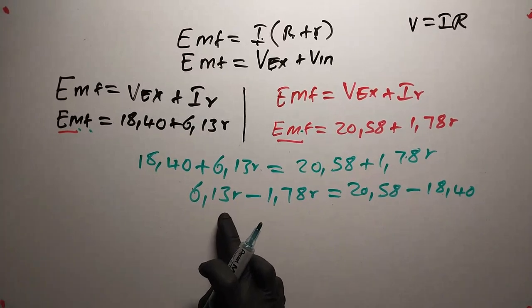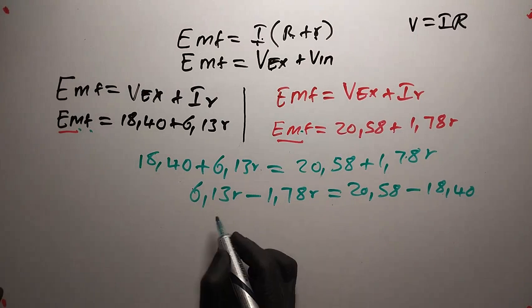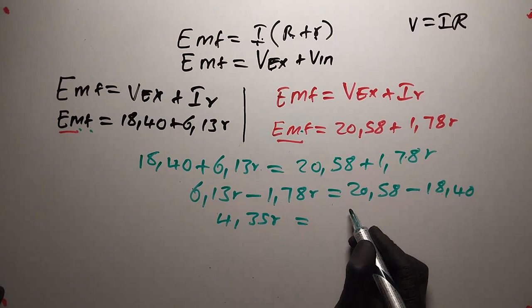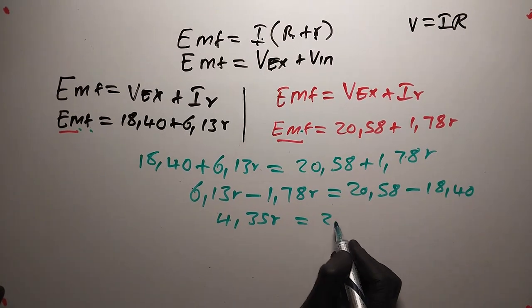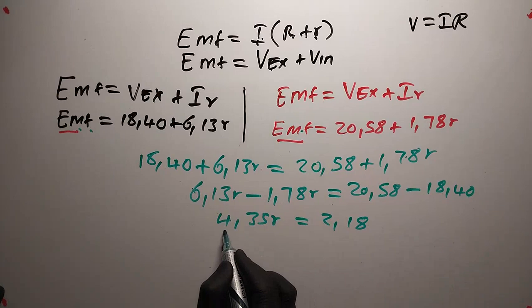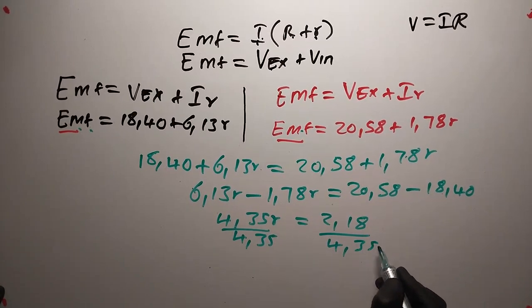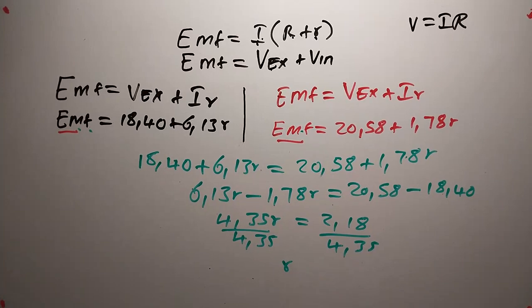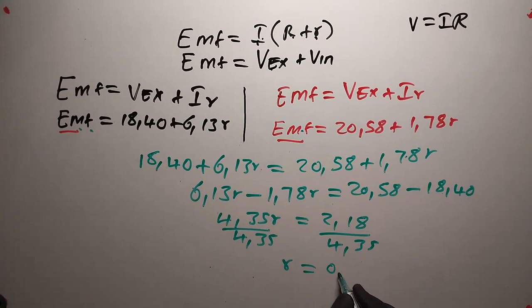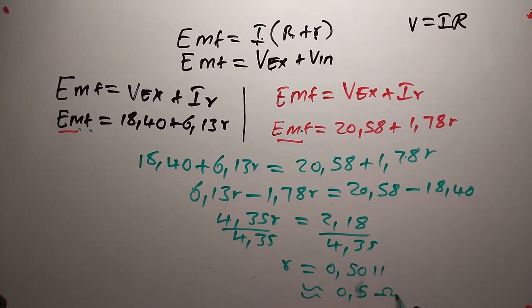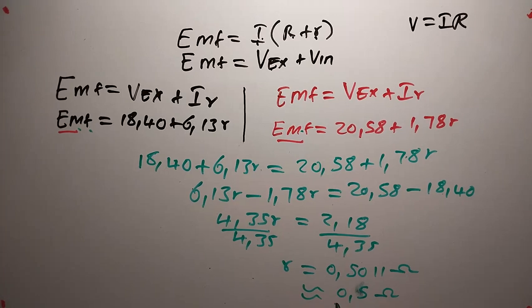18.40. So when you say this minus this, you're going to get 4.35R equals to this minus this is going to give you 2.18. Then you divide by 4.35, divide by 4.35. You're going to get your R. Your internal resistance is going to be 0.5011, which is approximately 0.5. Okay, 0.5 ohms. So now you have your internal.